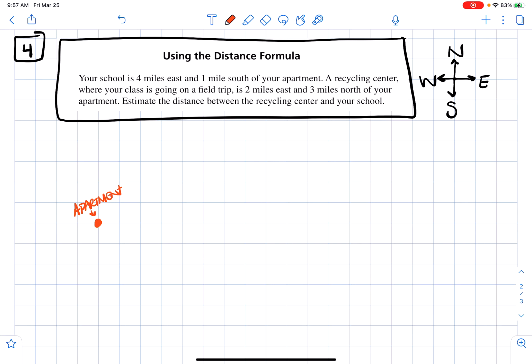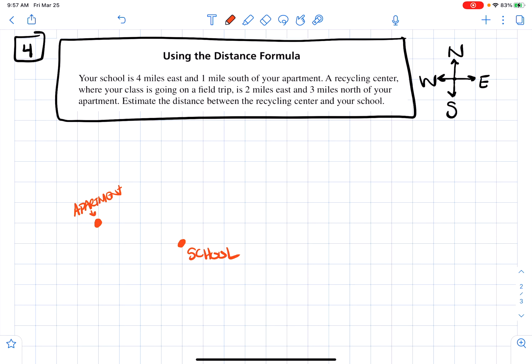So if I do 4 miles east, I'm going to do 1, 2, 3, 4. That's 4 miles east. And then 1 mile south would be this one. So each square is going to represent 1 in my case. So 1, 2, 3, 4, 1. So this is where our school is. That's where our school is, okay?